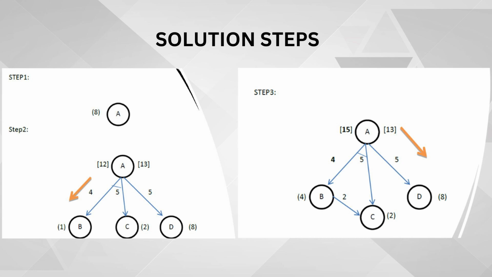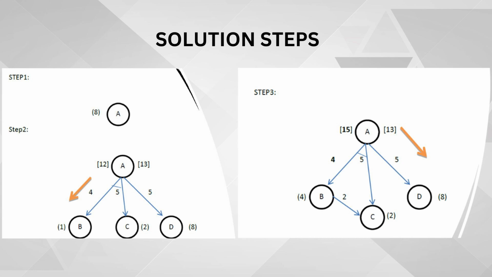So, we move towards A to B, and in step 3 we have to again calculate the value from B to C because C is the current neighbor of B. So, we have to calculate the C value. So, we have 4 plus 2 is equal to 6 plus 2 is equal to 8 plus 4 is equal to 12 and plus 3 is equal to 15. So, we have to again compare the value. So, we have 13 and 15. So, we have to move towards the minimum value. So, we will again update the value.